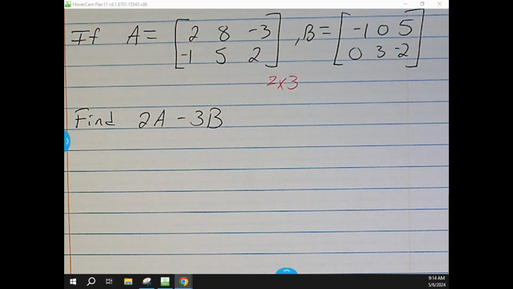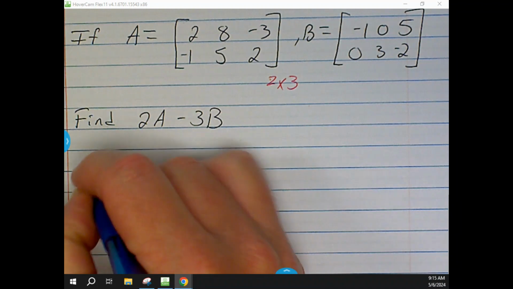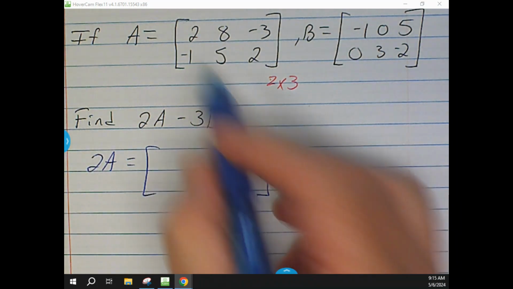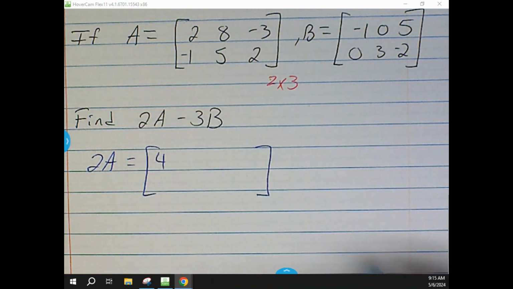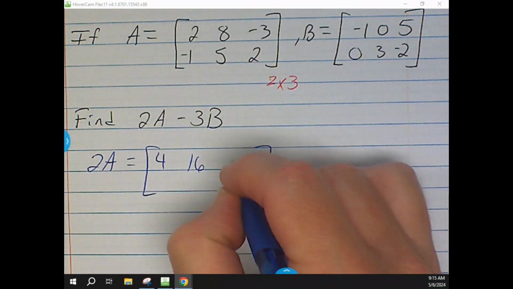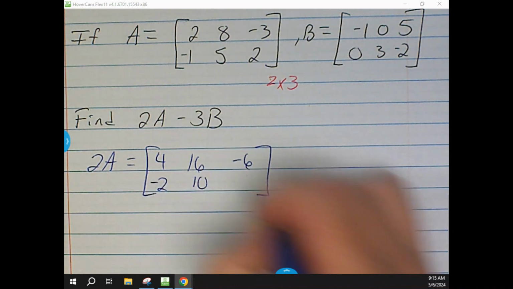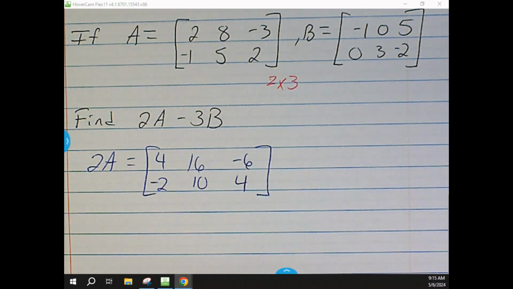Because again, the scalar part should be really easy for this one. Okay, so if you do 2A, 2A should be really easy. Just take every single number and double it. So that makes it 4, 16, -6, -2, 10, and 4.